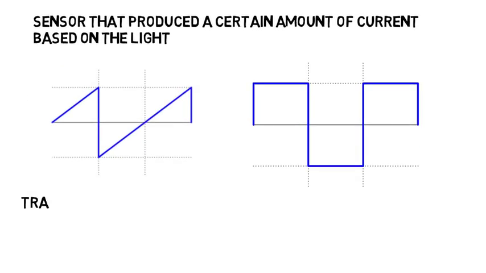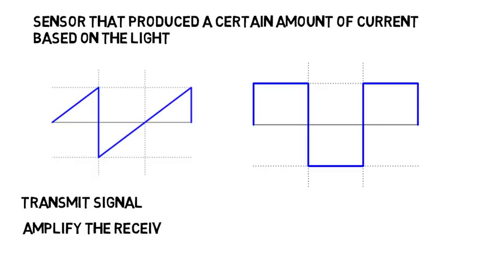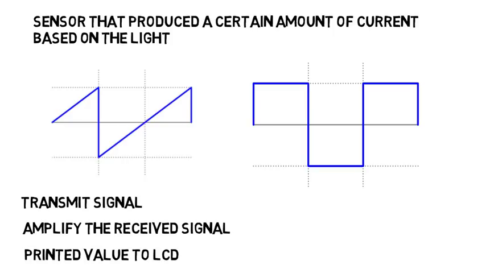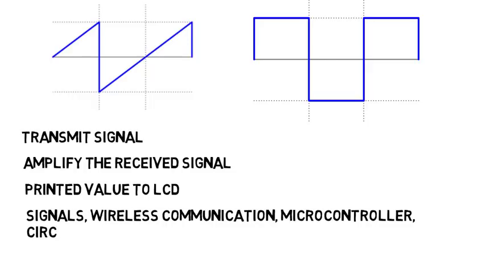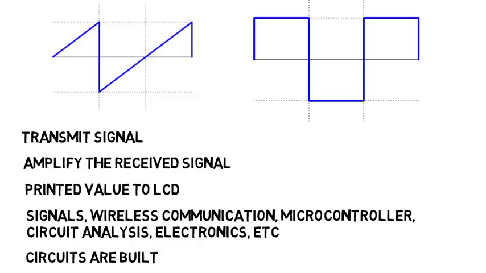We were given a transmitter to transmit the signal wirelessly. Then we amplified the received signal, filtered out unwanted signals and noise, then printed the value to the LCD, in which we had to use a microcontroller like in the embedded systems class. So this used a little bit of everything: signals, wireless communication, microcontrollers, circuit analysis, electronics, etc. If you've seen my other video on EE Labs, I say how circuits are often built in stages, and this is what I'm talking about.